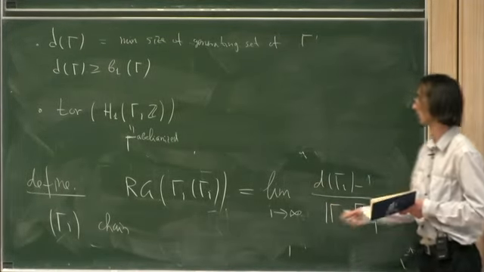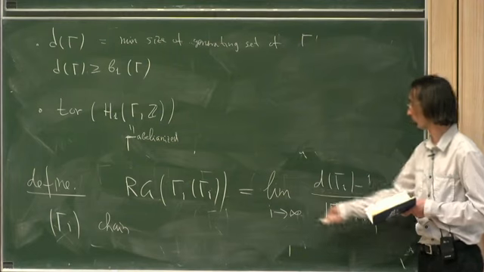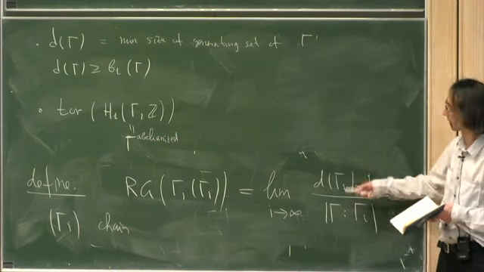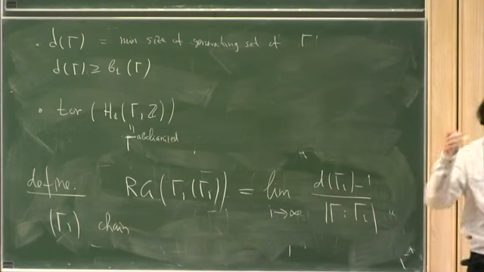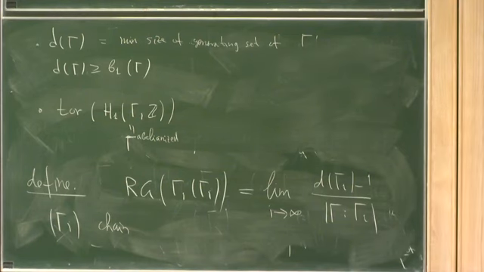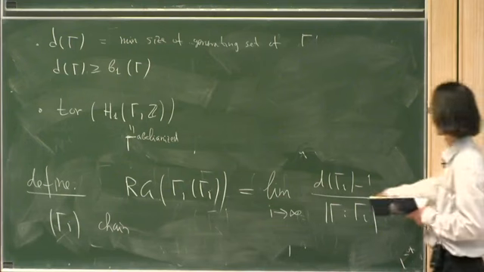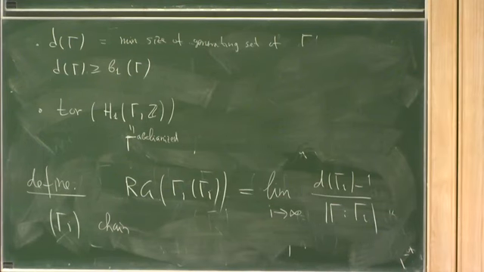To be sure that this limit exists, the best way to show it is to notice that this is a monotonically decreasing sequence, because the number of generators cannot grow more than linearly in terms of the index, from the Nielsen-Schreier bound. So this is a monotonically decreasing sequence.